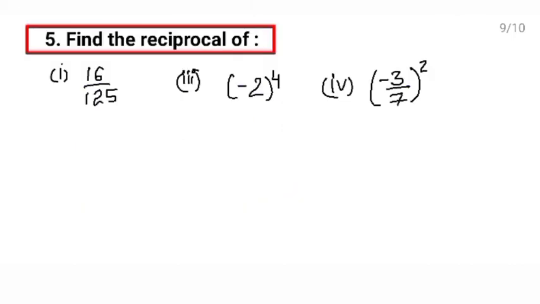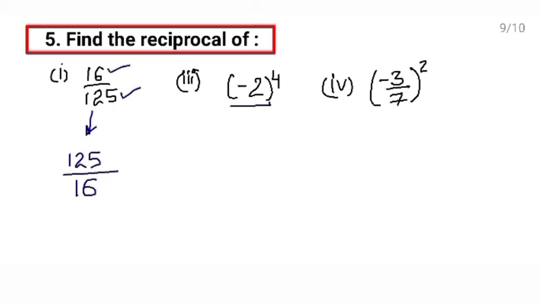Next, find the reciprocal of this. Students, in earlier classes also I have explained to you about the reciprocal. In reciprocal, the numerator becomes the denominator and the denominator becomes the numerator. So its reciprocal will be 125 upon 60.